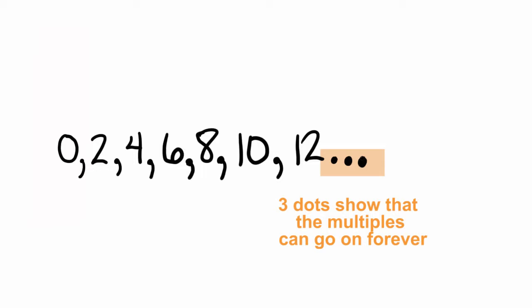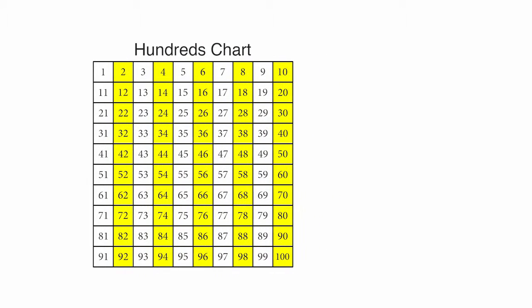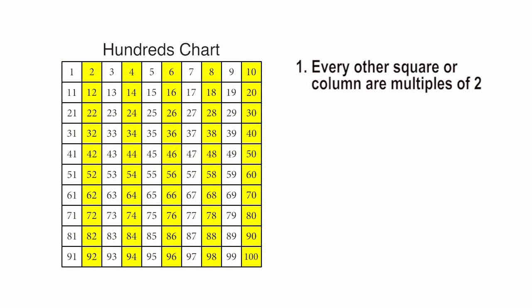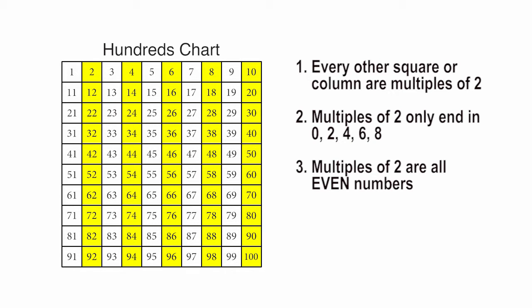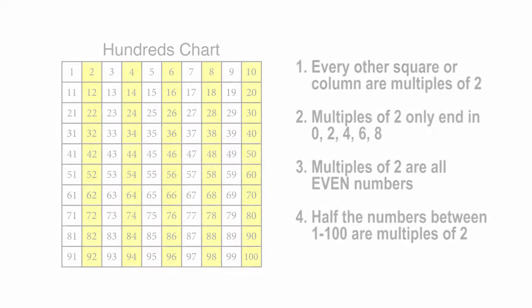As your child is exploring multiples, take time to look for patterns. If I use a hundreds chart to shade all the multiples of 2, I begin to notice some interesting patterns. Your child will probably first notice that it is every other square or every other column is shaded. Extend them beyond that to look at the digits of the numbers. What do you notice about the ones place? Notice with your child that the multiples of 2 only end with a 0, 2, 4, 6, or 8, and are all the even numbers. Also interesting to notice is that half of the numbers between 1 and 100 are multiples of 2.